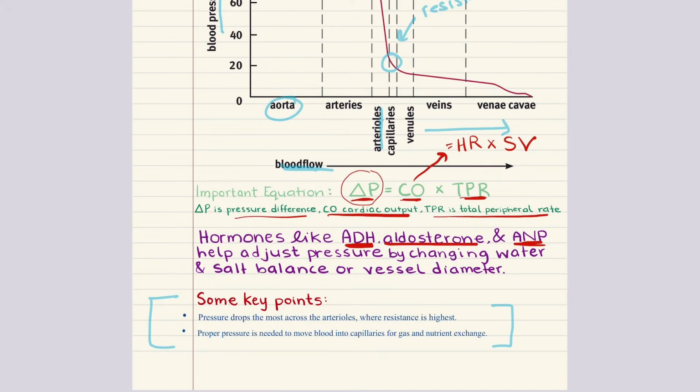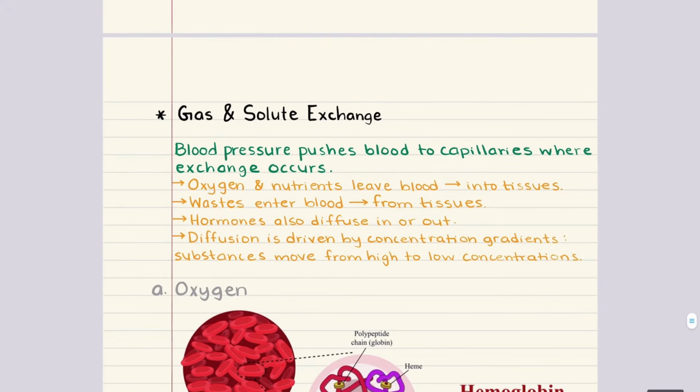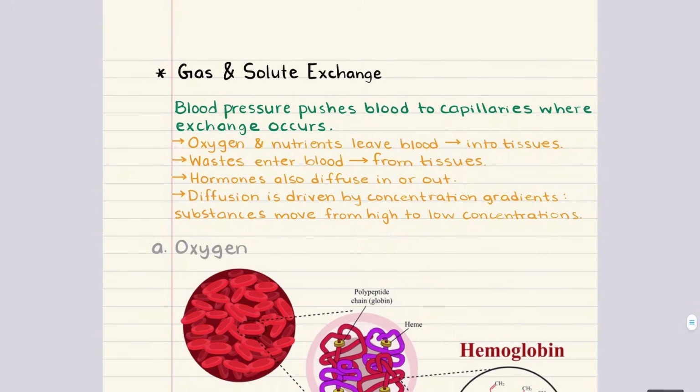Now, let's go ahead and discuss gas and solute exchange. This is another function of the circulatory system. Gas and solute exchange happens primarily in the capillaries, and it's driven by both blood pressure and concentration gradients. Blood pressure pushes blood forward into the narrow capillary beds, and this is where exchange takes place. At this point, oxygen and nutrients leave the blood and enter the tissues, while waste products like carbon dioxide leave the tissues and move into the blood. Hormones can also diffuse in or out at this level depending on what the body needs at that moment.